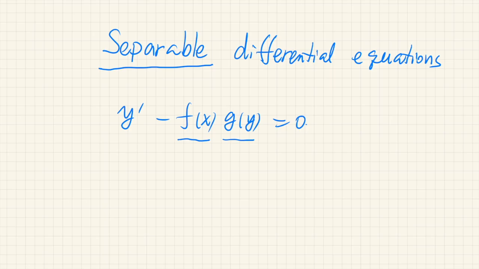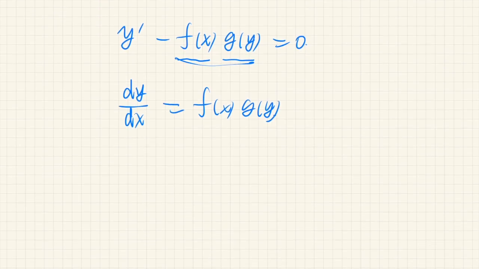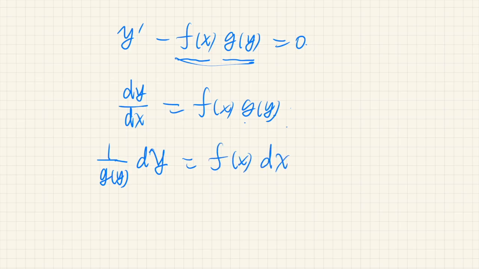So let's write y prime as dy dx, and move this to the right hand side. And we have this. Then let's divide both sides by g of y. Then we have 1 over g of y here. And so formally, let's multiply both sides by dx. And we have dy here. And on the right hand side, we have f of x and dx. So in this way, we can separate y and x to different sides.